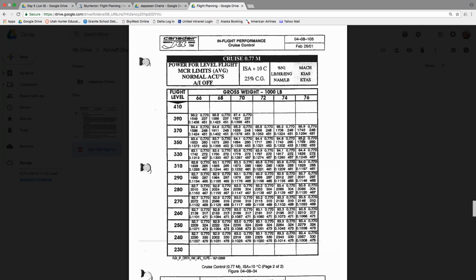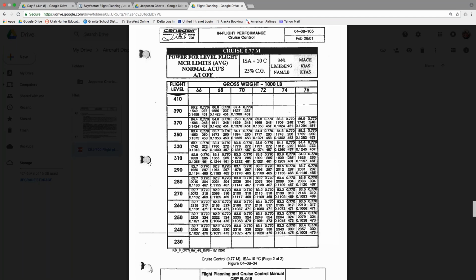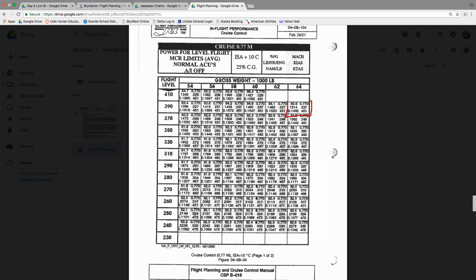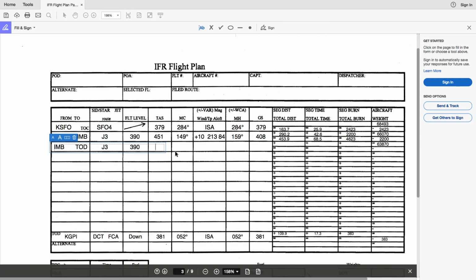And we are going to be right here. So flight level 390, 64,000 pounds. Right there. Once again, we're only concerned about this number right here and this number right here. So 15, 14, and 451. I'll just write those down real quick. Erase the drawing here. Go back on to this. Now we have pretty much all the information that we need.